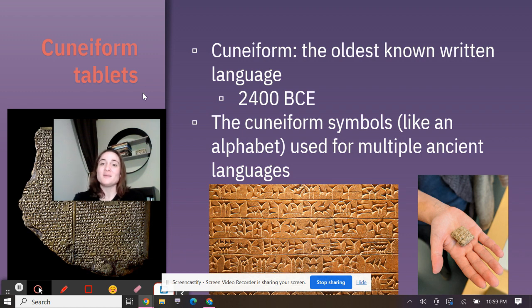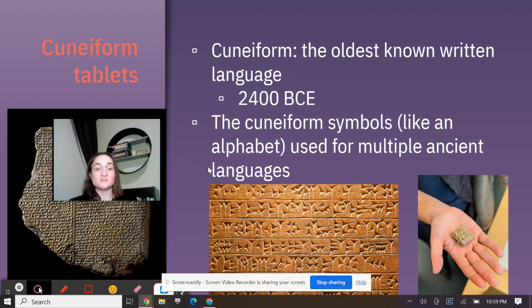So cuneiform, that's the oldest known written language that is still interpreted today, which is about 2400 BCE. The cuneiform symbols, so it's like an alphabet. So here's a zoomed in picture so you can see it's not just pictographs or something like that. It's actually an alphabet used for multiple ancient languages. So it's kind of like how English and Spanish, right? They're two different languages, but we use pretty much the same alphabet. It's going to be the same thing for the cuneiform symbols.